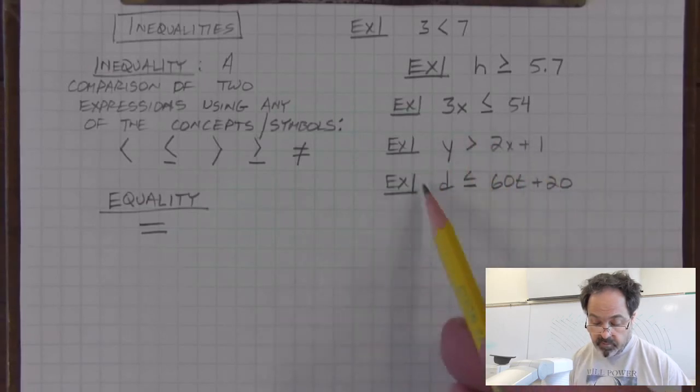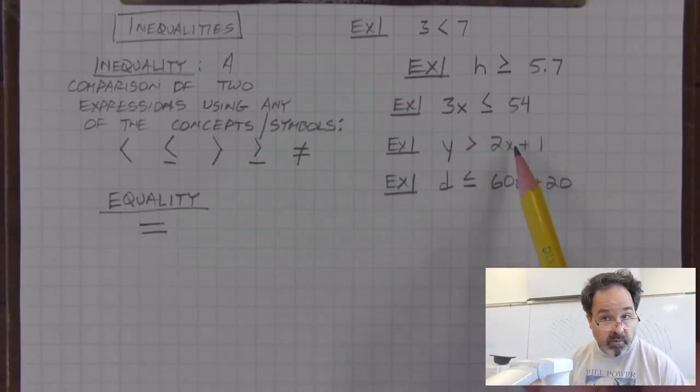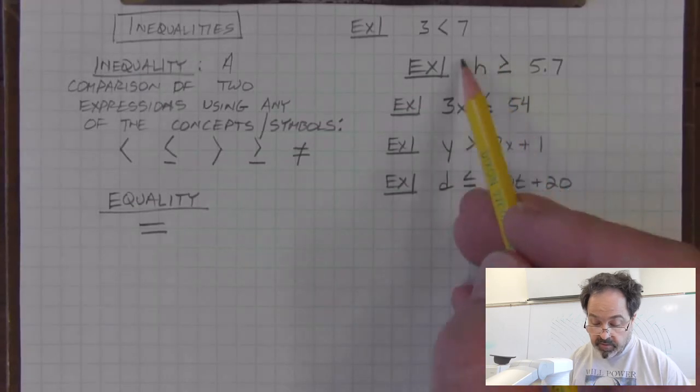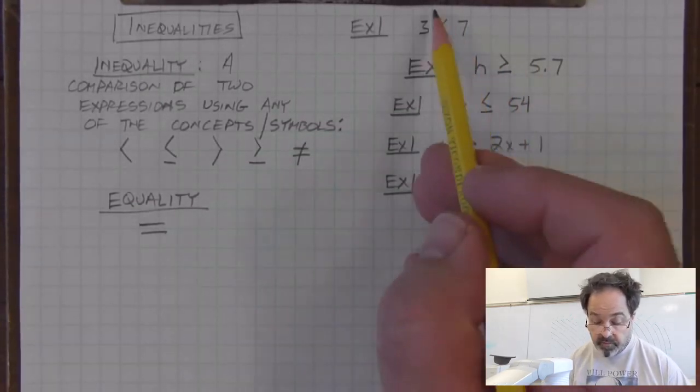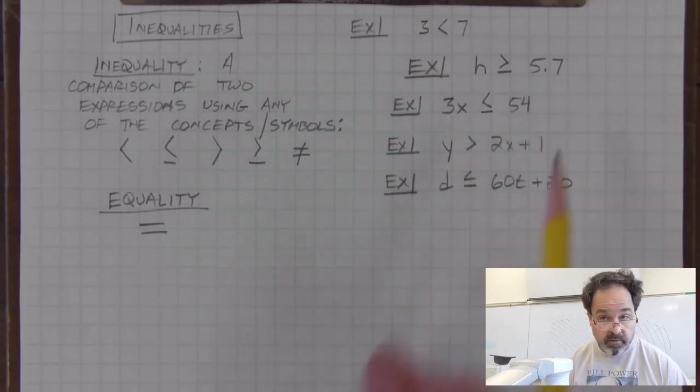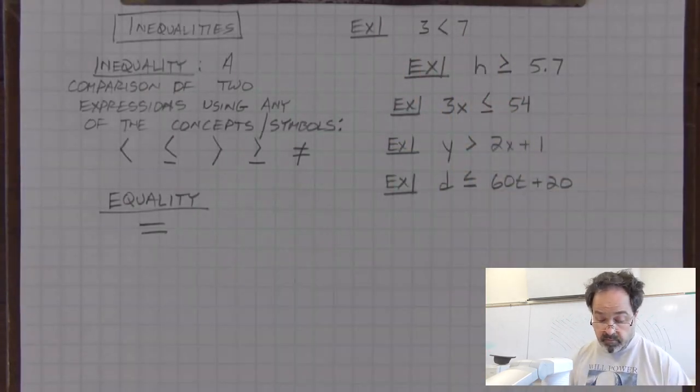These two last examples are two-variable inequalities. These two examples are one-variable inequalities. And this one is a simple numeric inequality. We're going to work with these and graph them in future lessons.